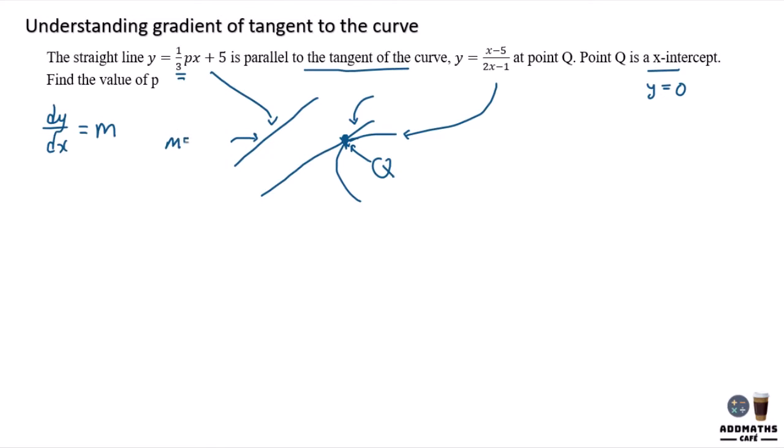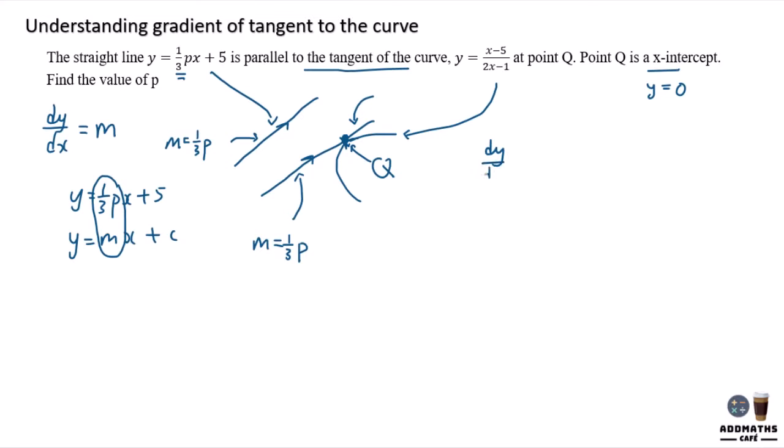To find the value of p, this p is in a gradient. So this gradient over here is m equals 1 over 3p, because I know that y equals (1 over 3p)x plus 5, and for y equals mx plus c, m is the gradient. So your m is equal to 1 over 3p. And this is parallel, so this gradient will also be 1 over 3p. To find the gradient, what I need to do is differentiate the equation.